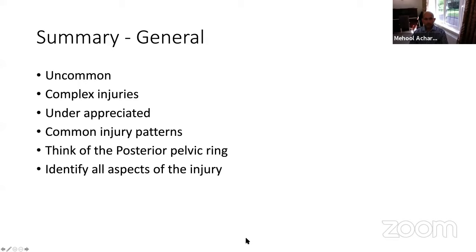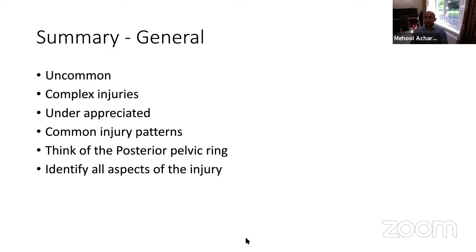So in summary, you know, these combined injuries are uncommon. They are complex injuries, and they can be underappreciated because we have binders which might mask things, or your focus may be on that transverse fracture, and you may miss a subtle SI joint or a subtle symphysial injury, okay? There are common injury patterns.